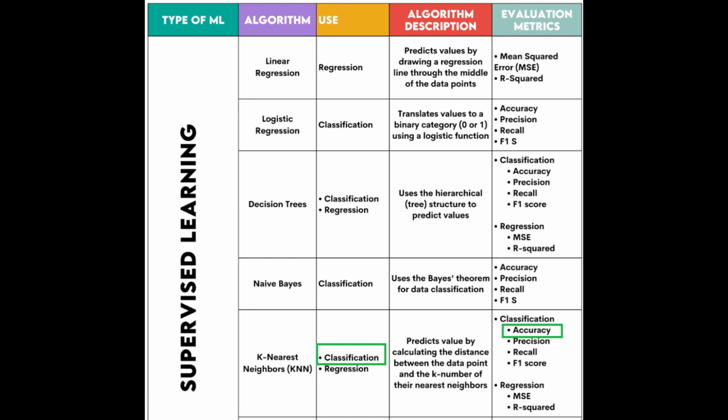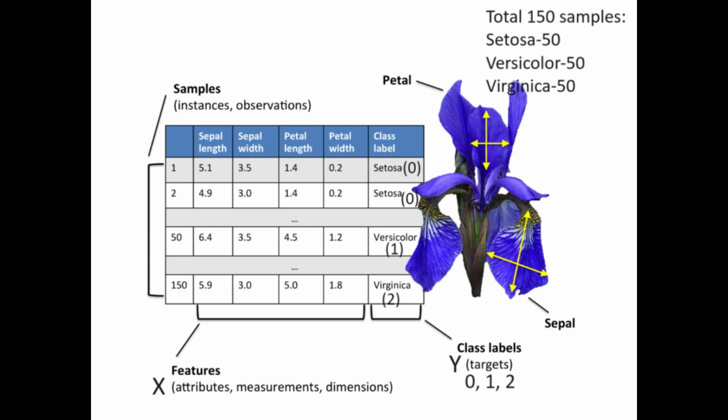The k-nearest neighbors, or KNN, is a simple and intuitive algorithm used for classification and regression. It works by finding the k closest data points to a given input and making predictions based on the majority class or average of those neighbors. We'll use KNN for classifying iris flower species in our experiment.